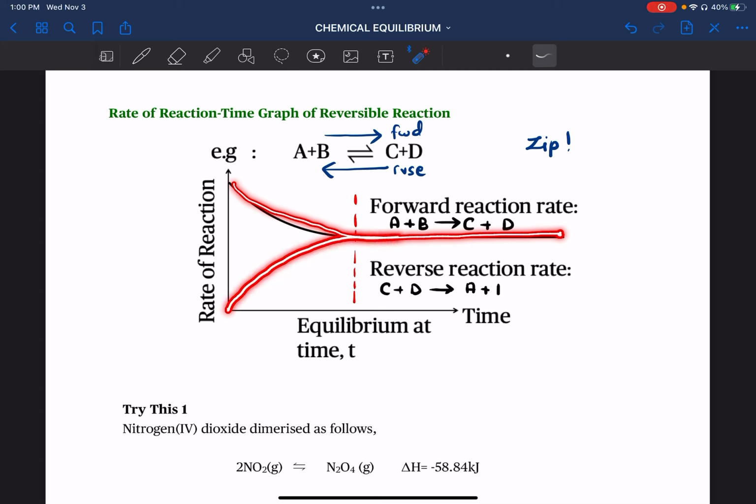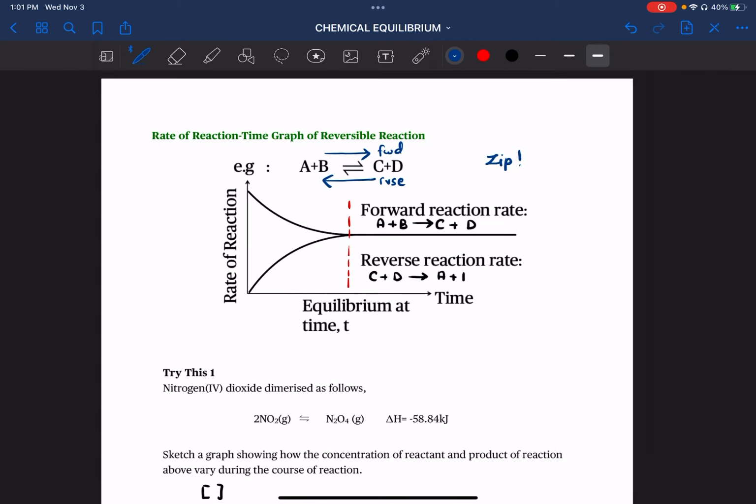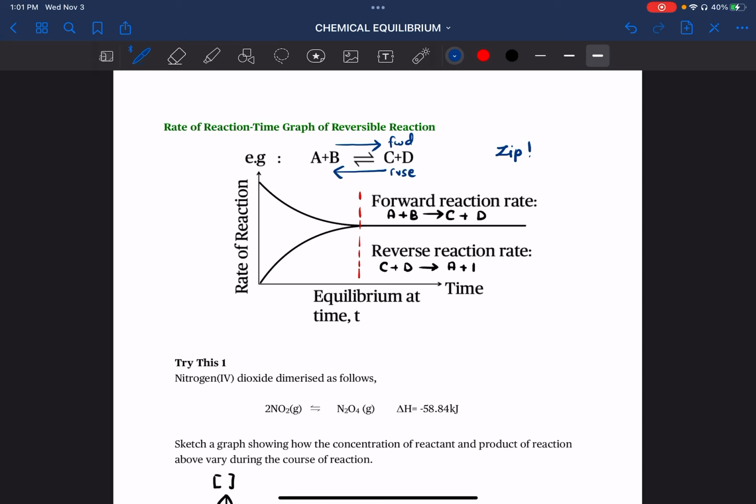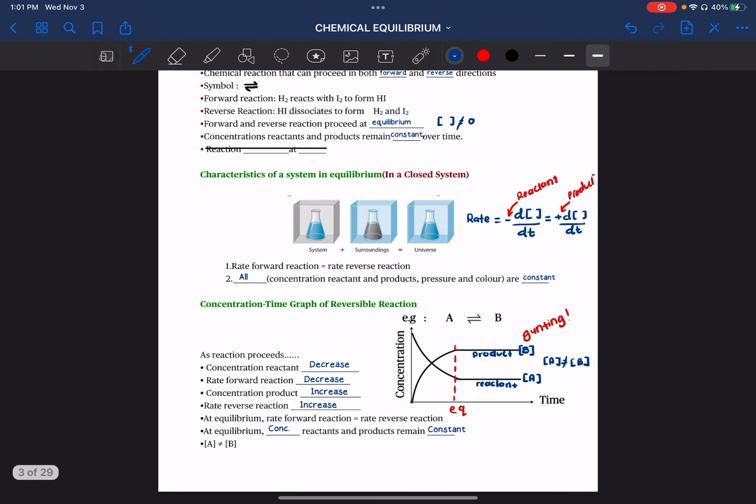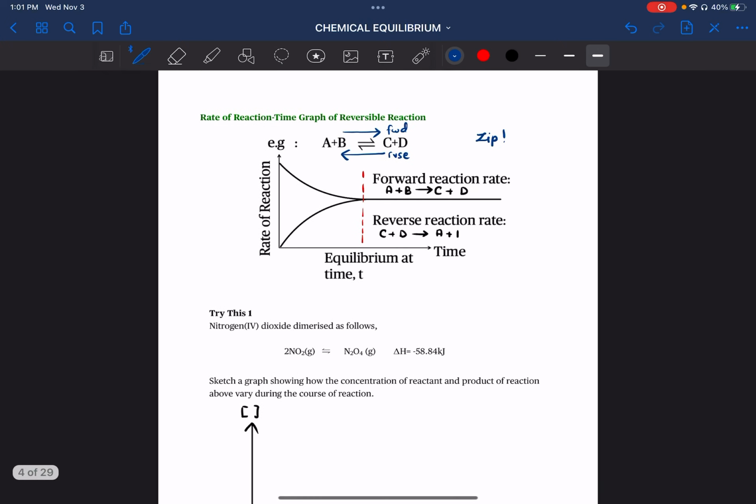Okay, at some point dia berjumpa pula. The rate become equal with forward reaction just now. Okay, so when that's happened here, equilibrium is achieved. Okay, so maksudnya kat sini rate of forward equals to rate of reverse reaction. Okay, so that's the graph lah. Okay, so actually you only have 2 graphs. Okay, so please understand this graph. Okay, understand the situation. It should be okay lah.